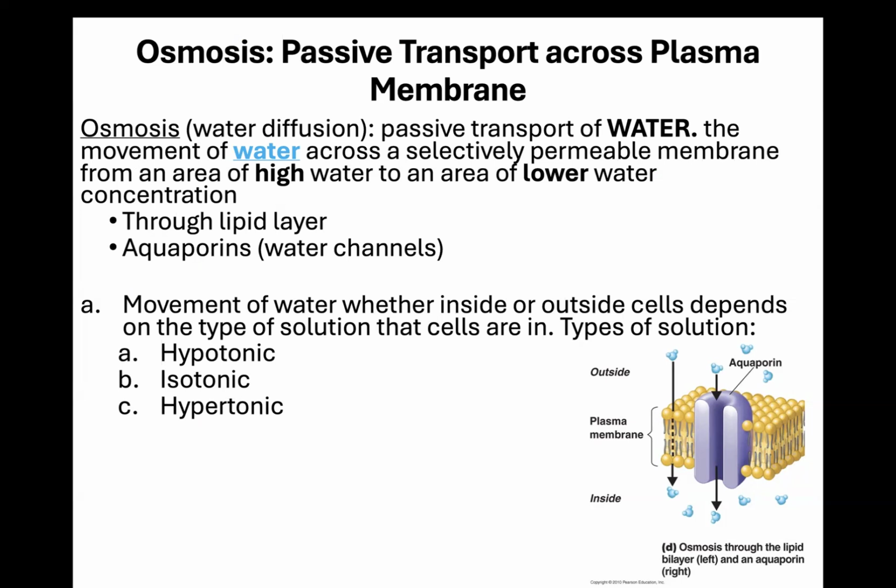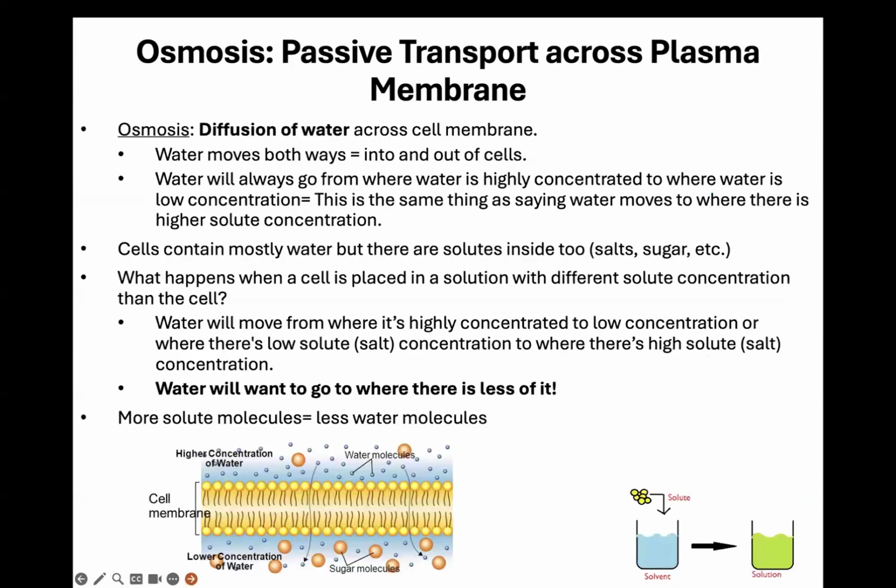Now, water can either enter cells or exit cells, and it does both. But is it entering cells more or exiting cells more? It depends on the type of environment or solution that cells are in. There are three types of solutions or environments. We call them hypotonic, isotonic, and hypertonic, and we will talk more about them.